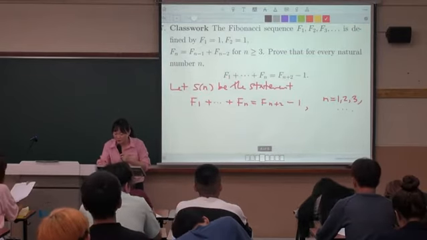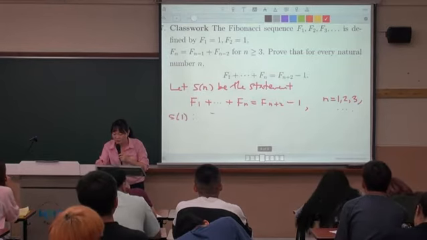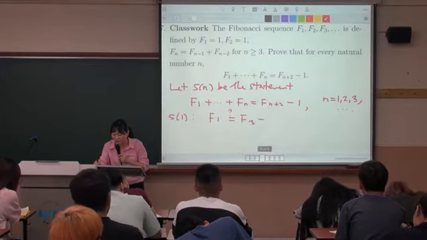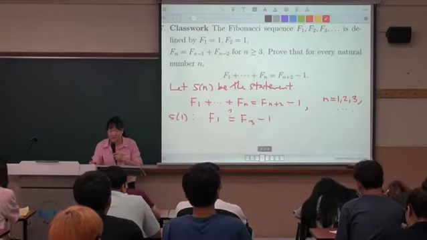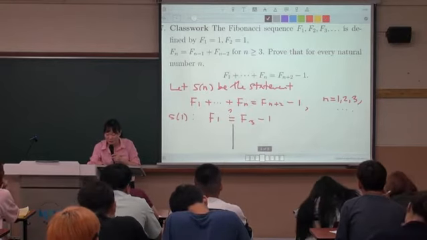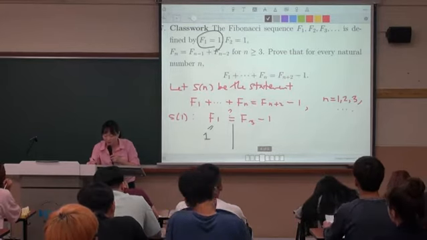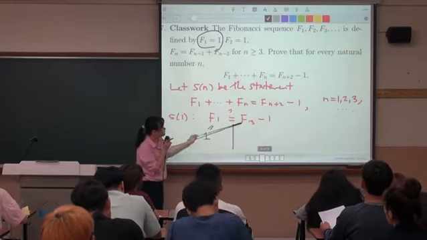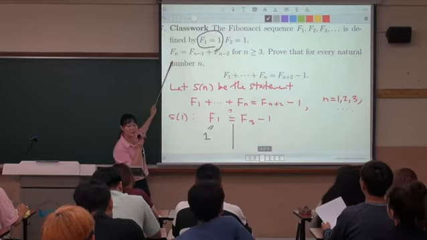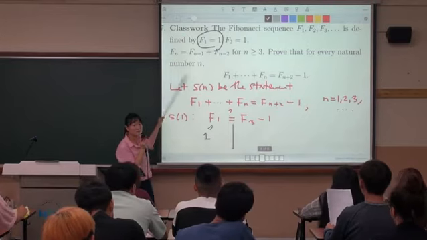So S1. What's S1? F1, does that equal to F3 minus 1? Right? So, on the left hand side, what's F1? 1. Why 1? Because it's given. Yeah. Here. Now, how do we obtain F3? By this equation. This is true for n bigger than or equal to 3. So we can use this formula safely, right?